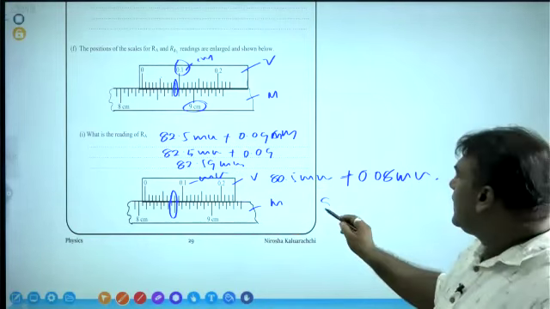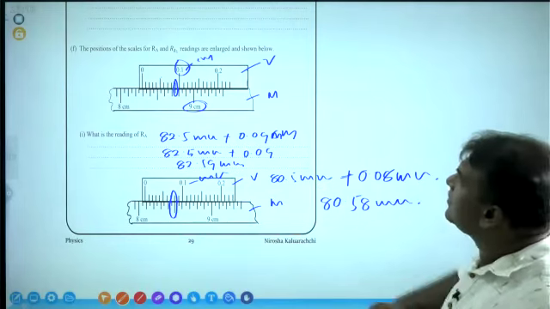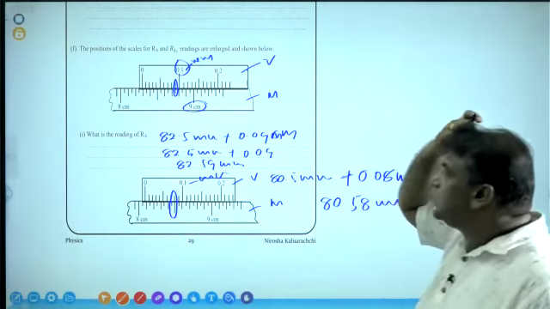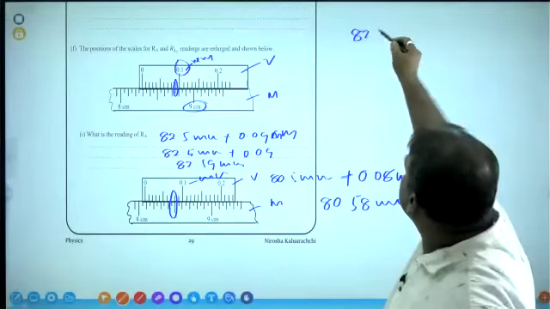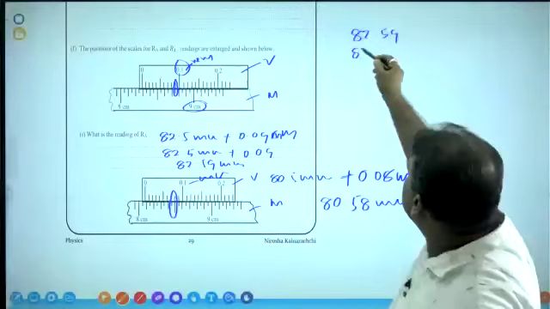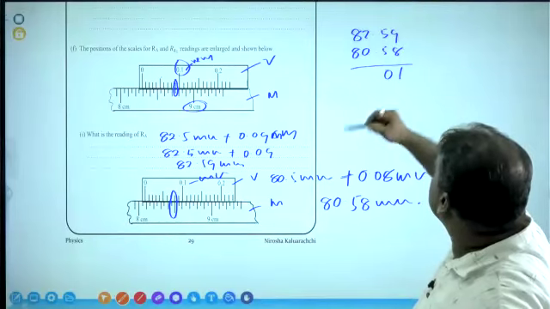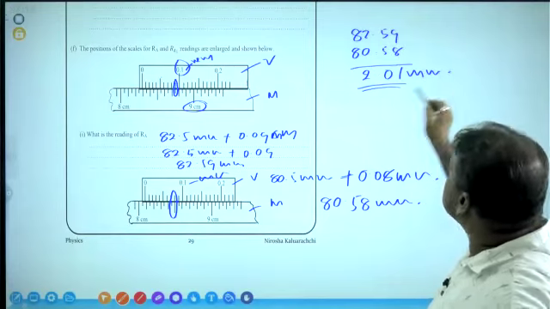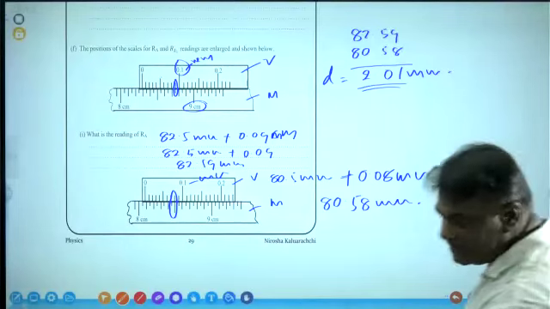Okay, then 80.58 millimeters. This one not in centimeter, it should be millimeter, right? 0.1 millimeter. Okay, then the reading is 82.59 minus 80.58. It's here 1, 0, here 2. 2.01 millimeter should be the diameter. Okay, complete the answers.